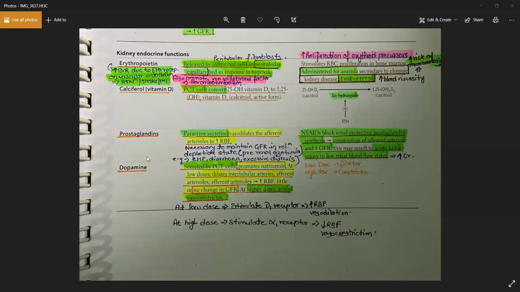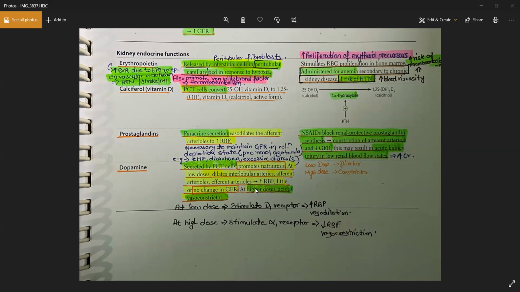Then the dopamine, again, it is released from the PCT cells. It will cause dilation of the renal blood vessels, causing an increase in the renal blood flow. Second thing, it promotes natriuresis. Just like ANP and BNP, dopamine also promotes natriuresis. It will increase the renal blood flow, with little or no change in the GFR.